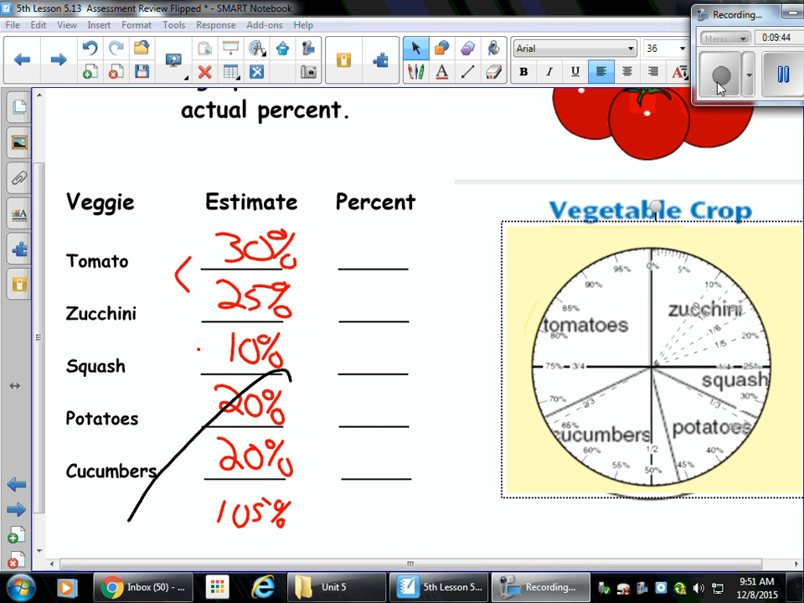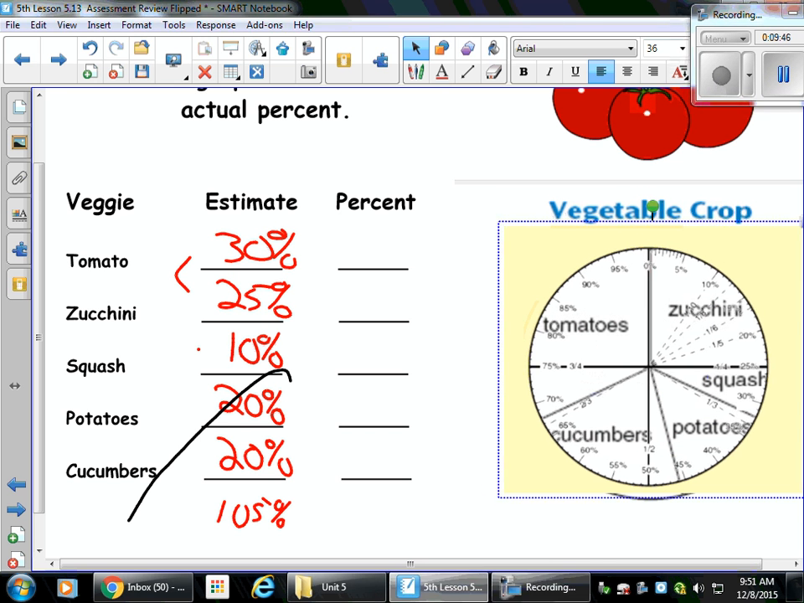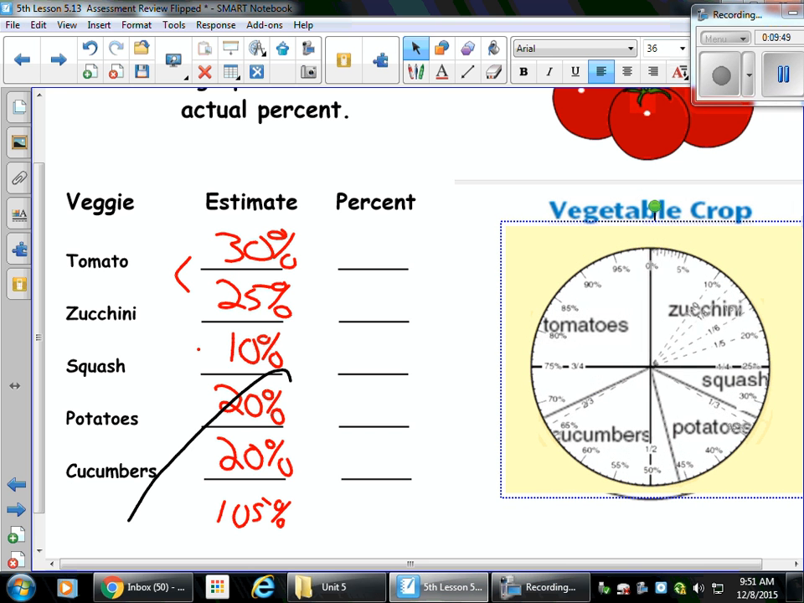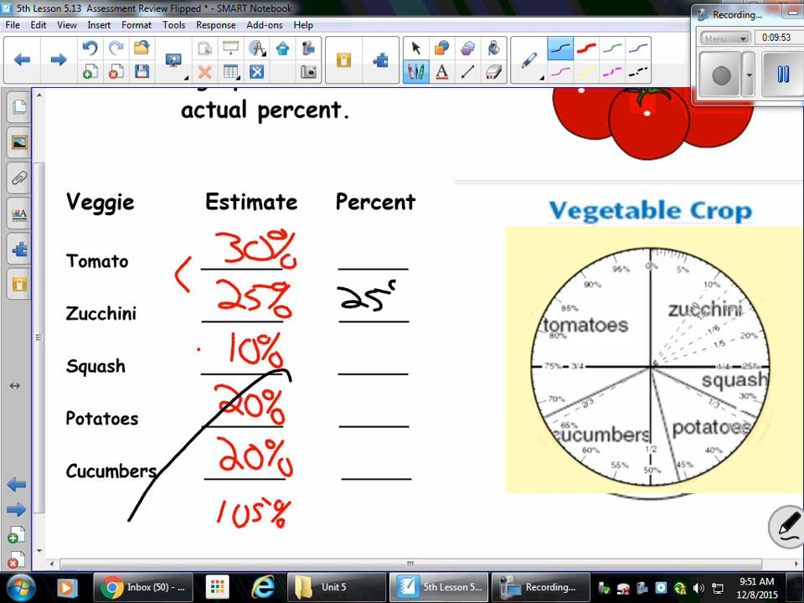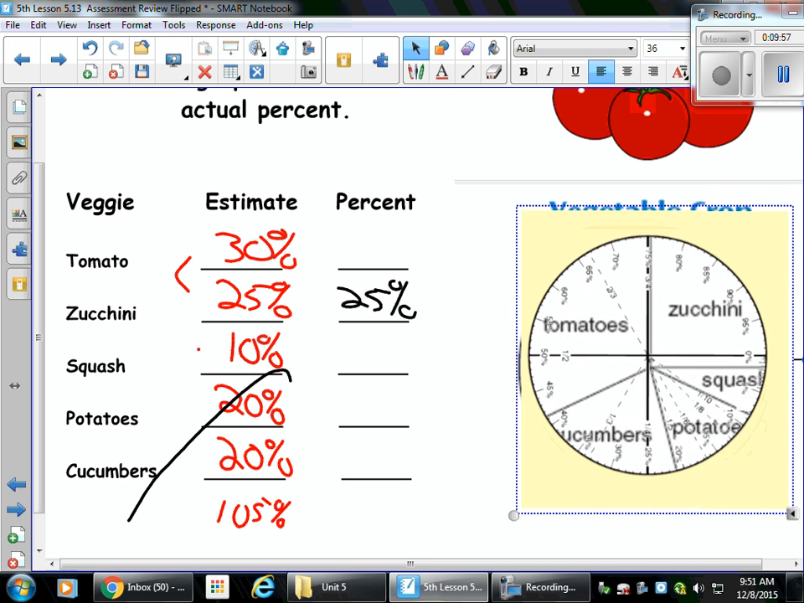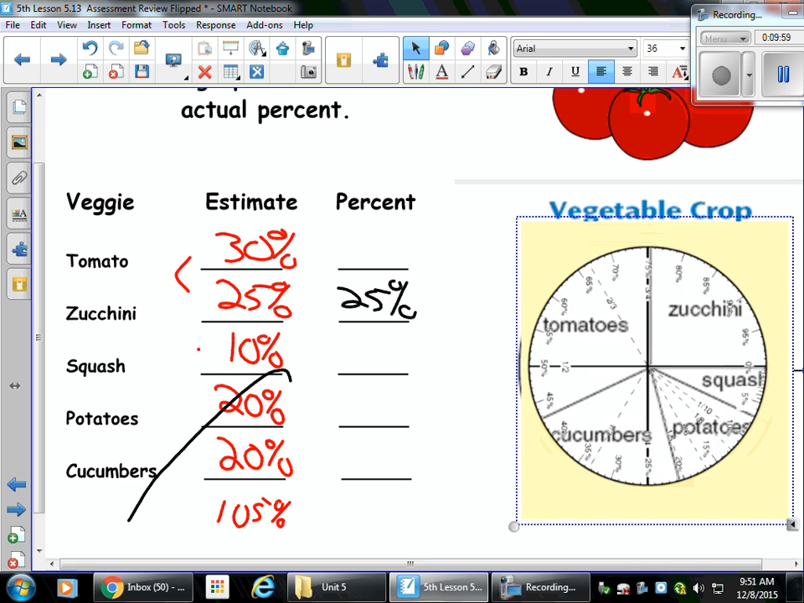We're starting off with the zucchini, lined up. We know that one is exactly 25%. Then I'm going to move it around the circle until we get to the squash on my next line. I'm going to read that as 7%. It's after the 5. My squash is at 7%.